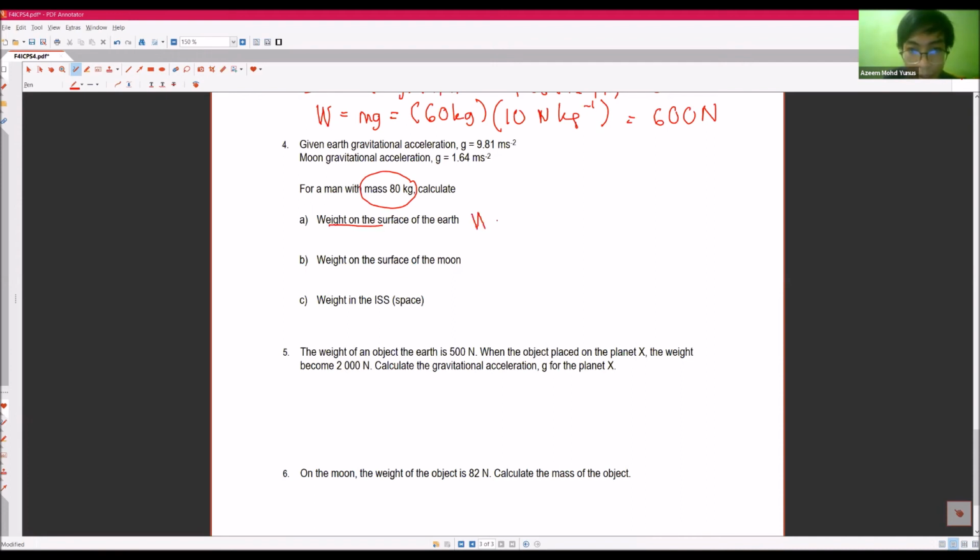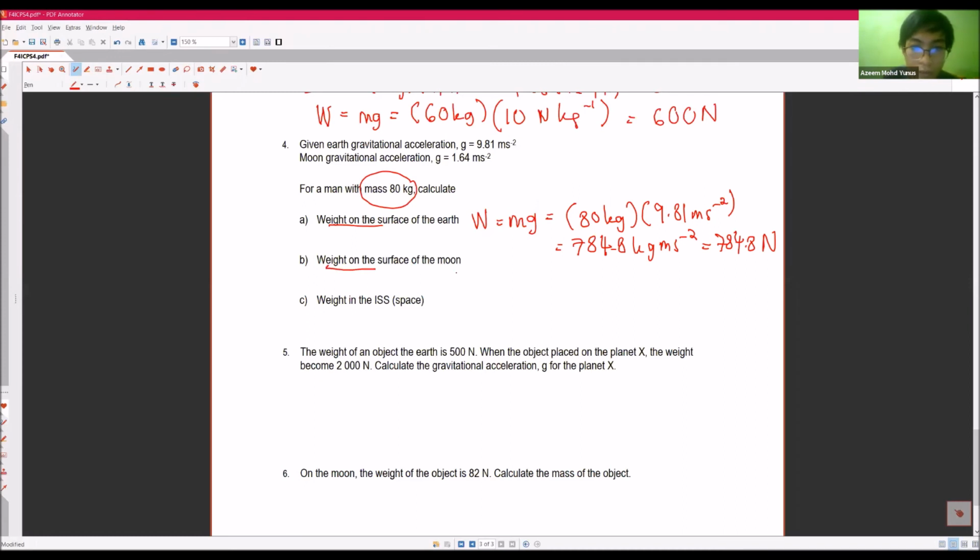So same formula, but we have to choose the correct G here. So we choose G on Earth. The mass is 80 kilograms and G on Earth is 9.81 m s^-2. When we calculate that, it becomes 784.8 kg m s^-2, or it's also true that we write it in Newton. The Newton unit here is the same as kilogram meter per second squared.